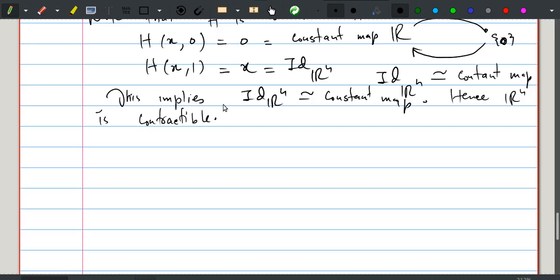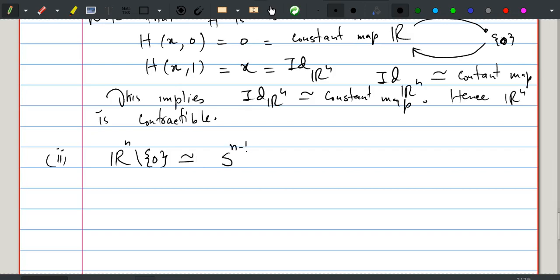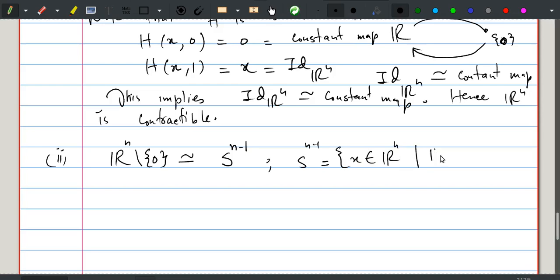Let us do one more example. Let us prove the topological space Rn, with 0 removed from this Rn, is homotopy equivalent to the n-1 dimensional sphere, where this Sn-1 contains all those points of Rn whose norm is equal to 1.